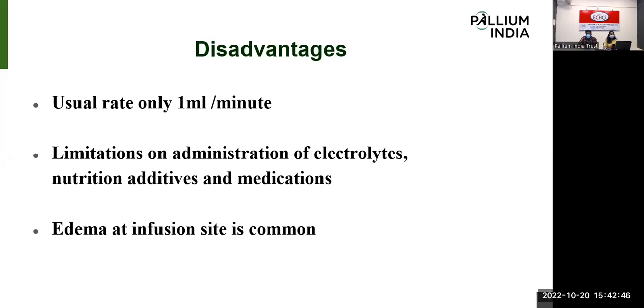We can give only by intravenously: nutrition, some of the additives, any other medications, antibiotics, as I already told. If we need to give such medications to the patient, we cannot give them by subcutaneously. This one is the second disadvantage.